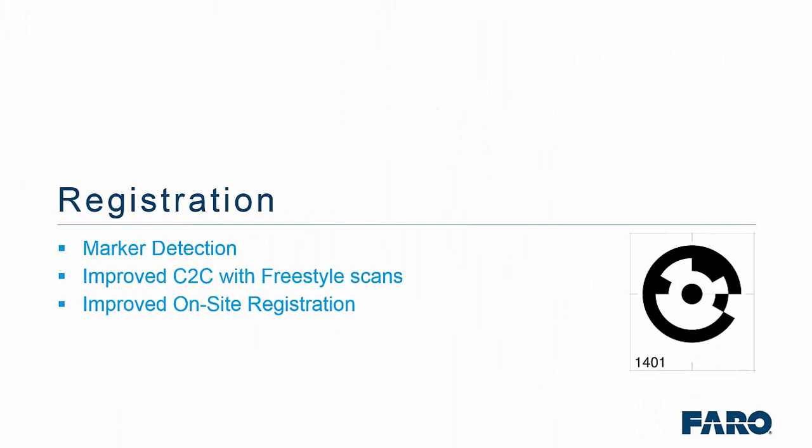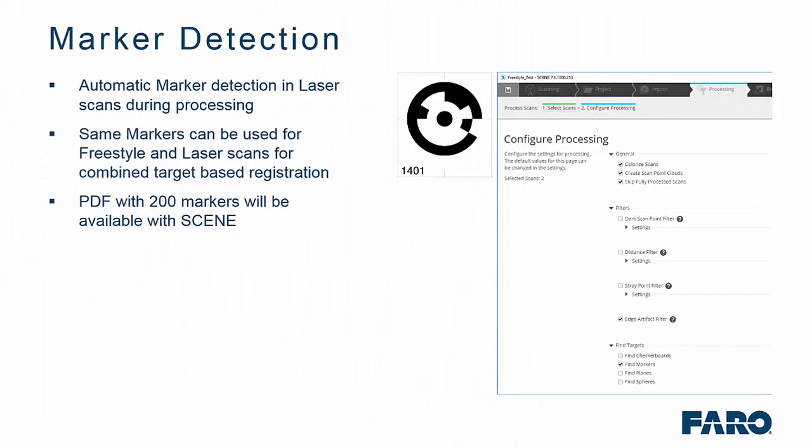Firstly, we'll look at the registration side of things. So we now have a new automatic marker detection for laser scans. You'll notice here that the markers are the same as those that used to be used for the Freestyle, but we've added in a section now so we can either use checkerboards, planes, spheres, or these new markers. The markers can be used across Focus and Freestyle scans when registering the two datasets together.